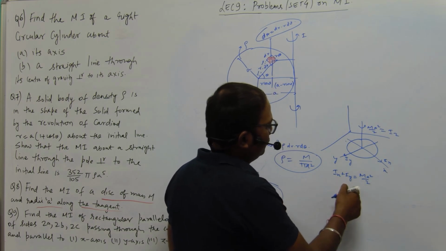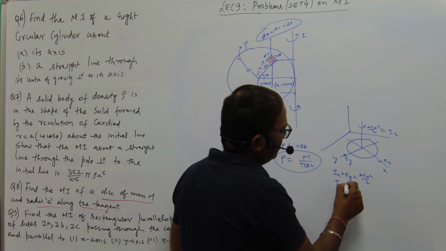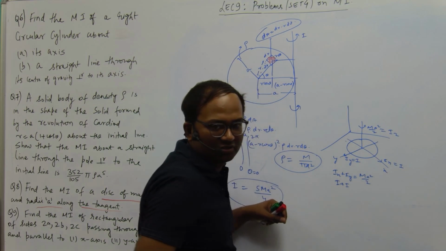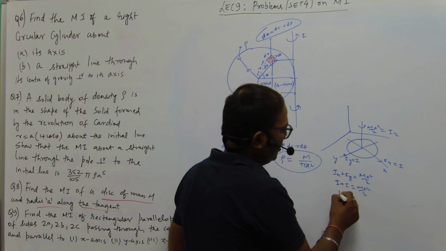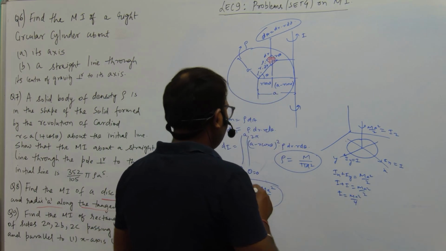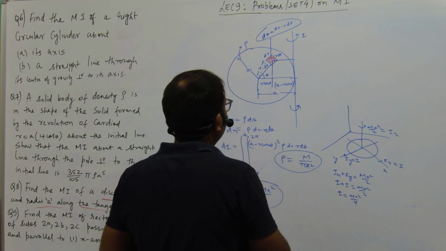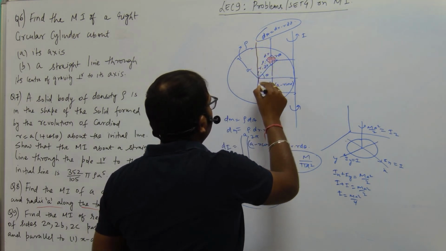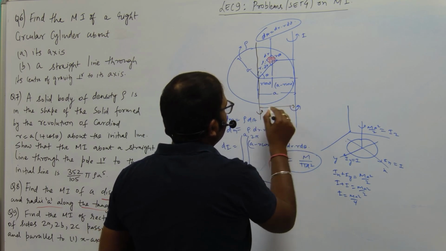Since the disk is symmetrical, let us take this as I and this also as I. So 2I is equal to ma^2 upon 2. So from here I is equal to ma^2 upon 4. Okay. So we have the moment of inertia about a line lying in the plane of the disk and passing through the center. About this line the moment of inertia is ma^2 upon 4, and this distance is a.